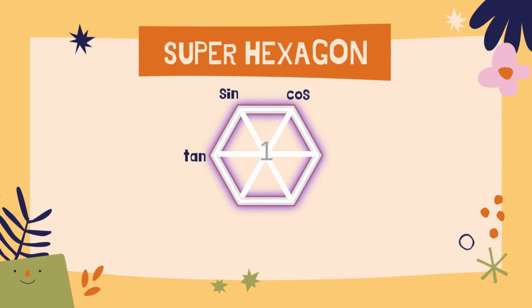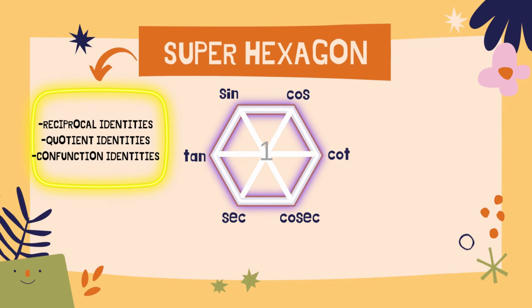Next is the superhexagon, as shown in the diagram below. By utilizing this method, we can easily master the reciprocal identities, quotient identities, and cofunction identities.